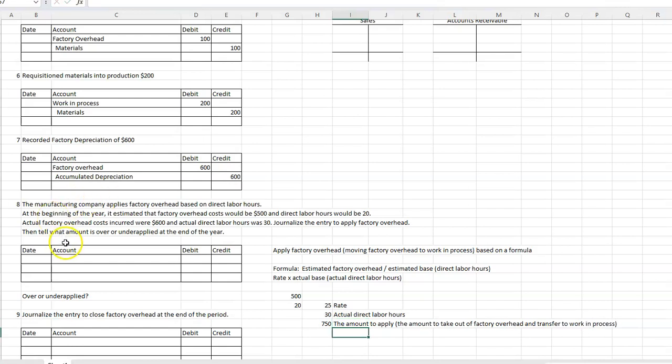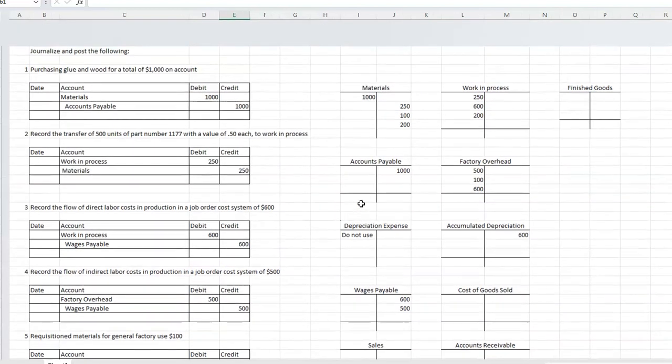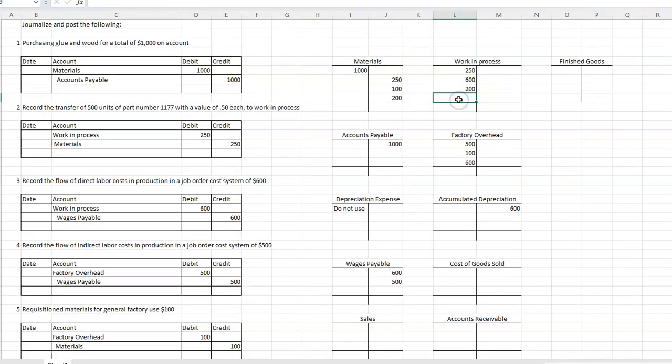Alright, so we're going to debit work in process to make it go up by the $750 that we just calculated. And we're going to credit factory overhead because we're applying it out of there. We're applying that factory overhead, so that's going to go down by $750. So let's go see the impact on our T accounts. Work in process just went up by $750. And factory overhead just went down by $750.